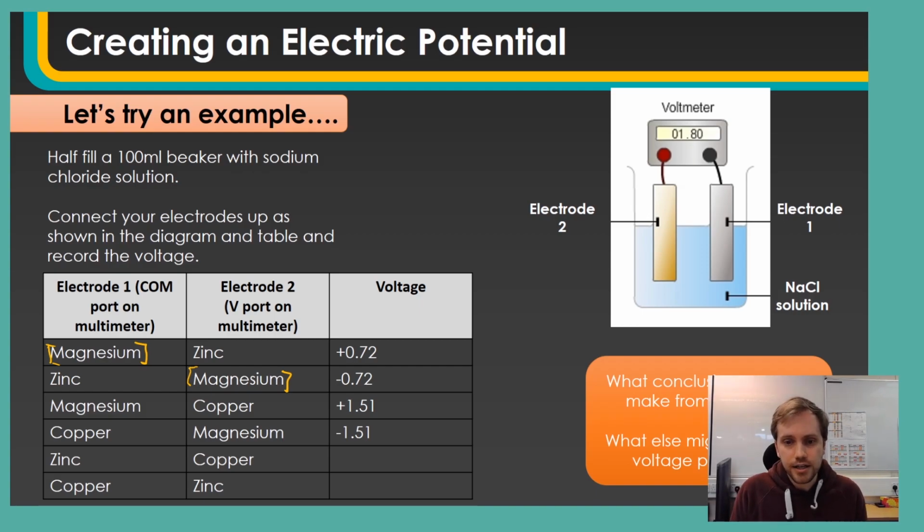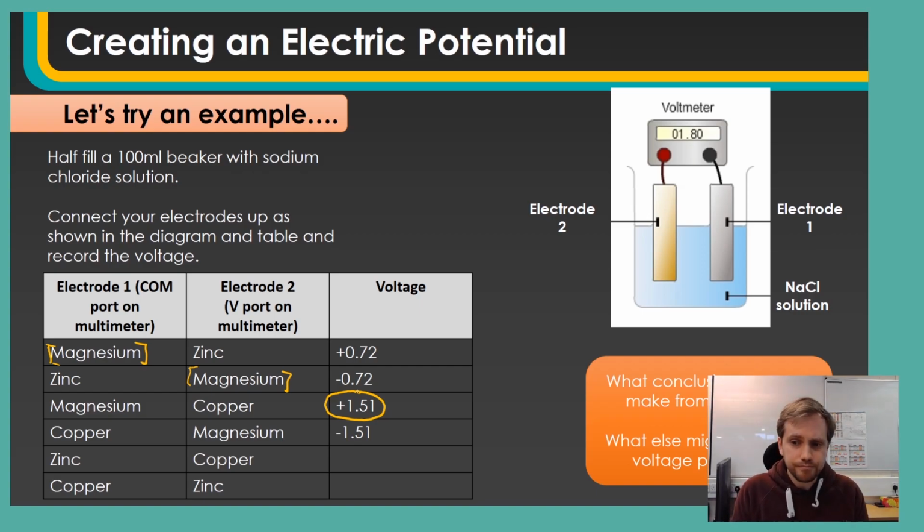The other thing we need to consider is what affects the size of the voltage induced. The size of the voltage that we create, the magnitude of it, is determined by the difference in reactivity between the two metals. Magnesium and zinc are relatively close together on the reactivity series, well, relatively close compared to magnesium and copper. There's a much greater difference between the reactivity of magnesium and copper, therefore the voltage that's created, 1.51 volts, is much greater. So bigger gap in reactivity means higher voltage. And then if you swap the metals over, that changes the direction that the electrons are going to flow in.